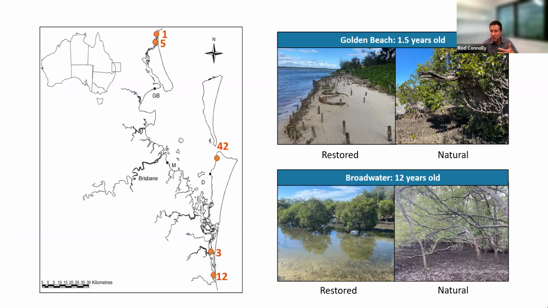The design was to have multiple sites. So we had 5 sites here spread along the coast of Queensland in Australia. And in each case, we had a paired design of restored and natural mangroves, the ones that had never been lost in the first place. And the orange number on the map shows how old the restored site is, from 1.5 years old through to 42 years old.